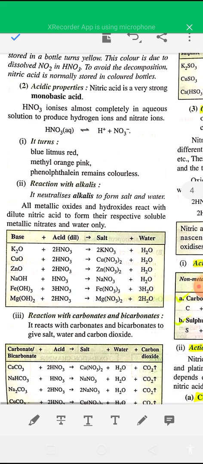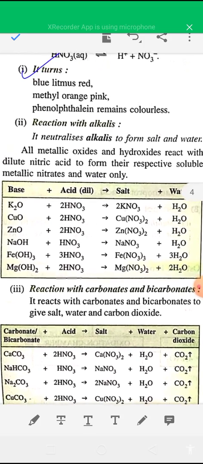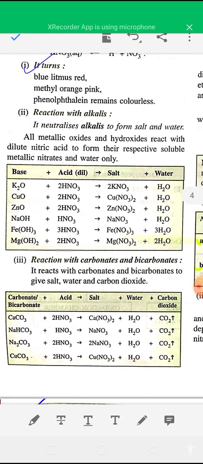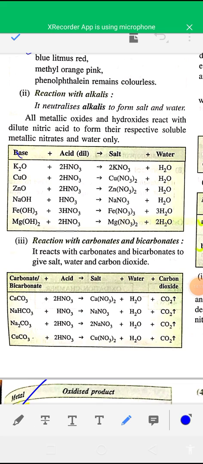Nitric acid is acidic in nature. It turns blue litmus red, and it turns methyl orange pink, and phenolphthalein remains colorless in nitric acid. Reaction of nitric acid with alkalis: as nitric acid is acidic in nature, it will react with alkali, that is base, to form salt and water.